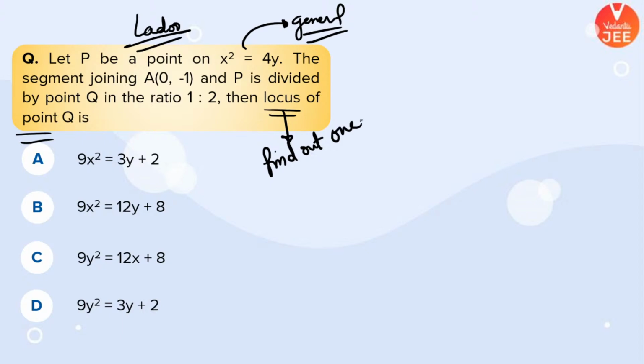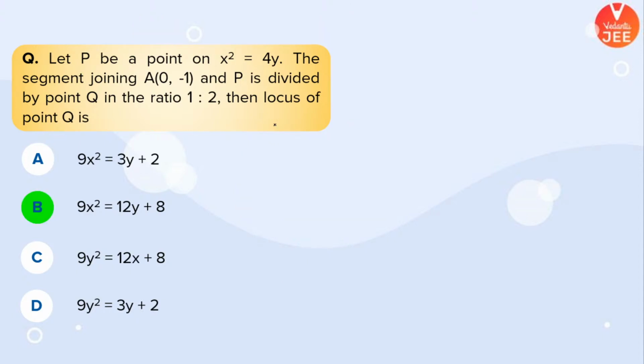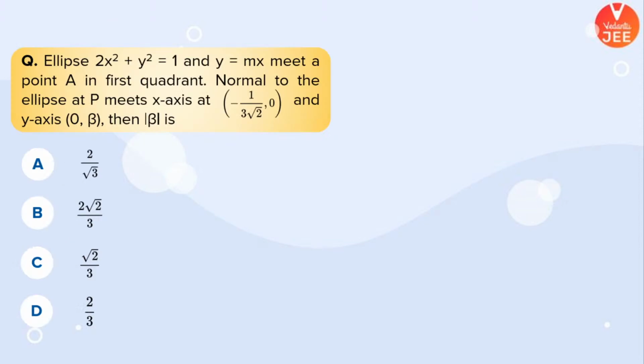Find out one point which satisfies your equation of locus. And whichever option is satisfying that particular point, that option will be your answer. Always do the simple approach of solving any locus question. All the locus questions you will be able to solve based on this.